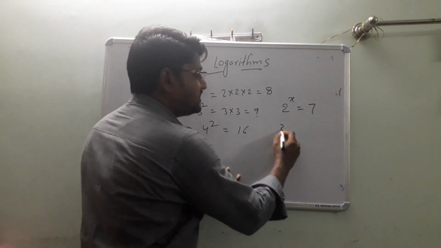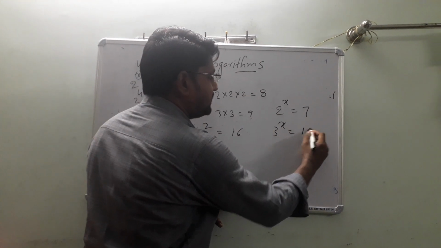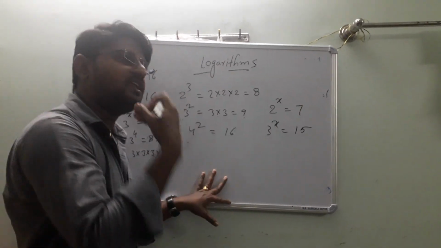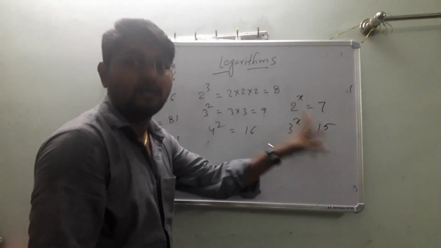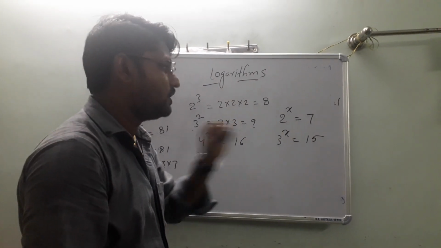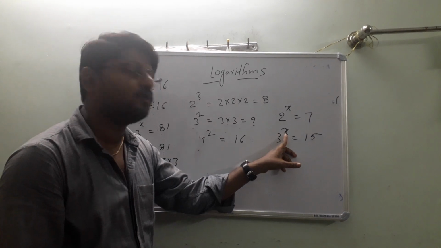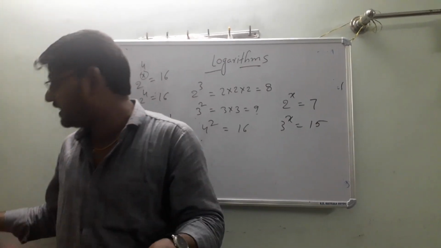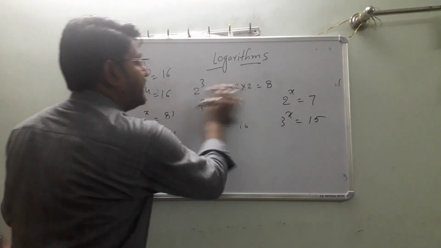So I am writing another one, 3 power x is equal to 15. Any value you take and substitute in the x place, you will not get 15. Is that correct or not? Any value 1, 2, 3, 4 and any value substituted in the x place, you will not get 15. We have to observe here. I am taking these two examples again.